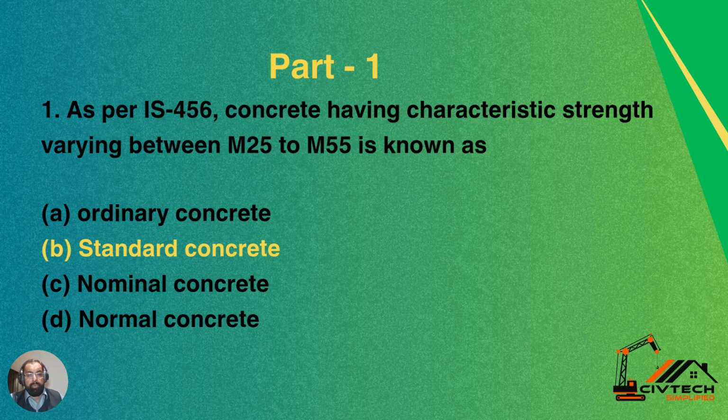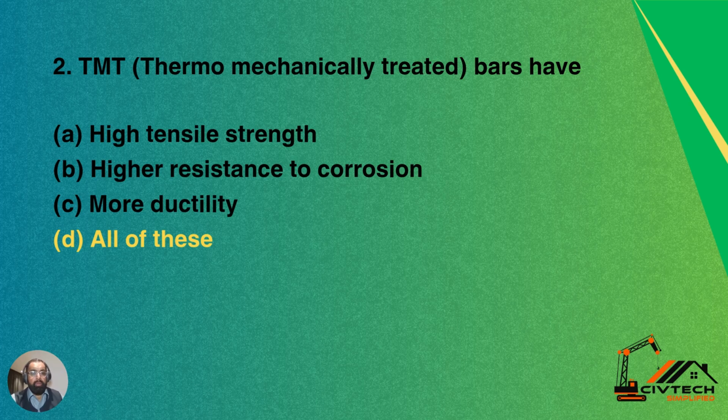Question number 1. As per Indian Standard 456, concrete having characteristic strength varying between M25 to M55 is known as: option A, ordinary concrete; option B, standard concrete; option C, nominal concrete; option D, normal concrete. So as per Indian Standard 456, concrete having characteristic strength varying between M25 to M55 is known as standard concrete. Option B is the correct answer for this question.